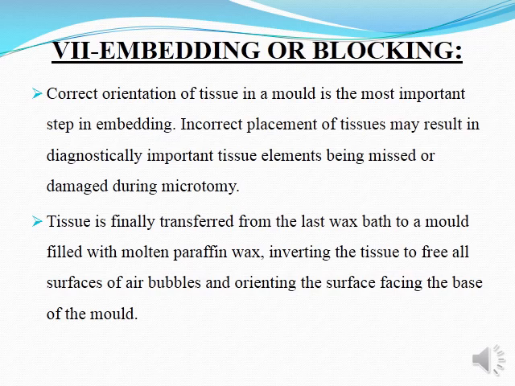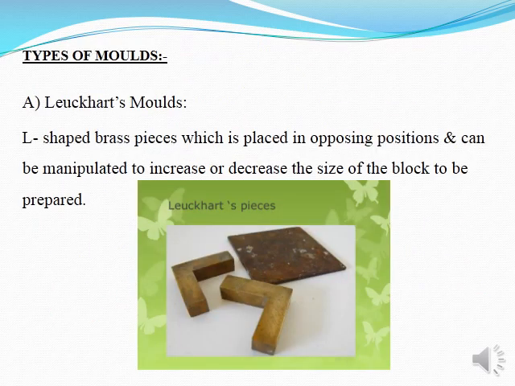Embedding or blocking. Correct orientation of tissue in a mold is an important step in embedding. Incorrect placement of tissues may result in diagnostically important tissue elements being missed or damaged during microtomy. So, tissue will finally be transferred from the last wax bath to a mold filled with molten paraffin wax, inverting the tissue to free all the surfaces of air bubbles and orienting the surface facing the base of the mold. There are various types of mold.